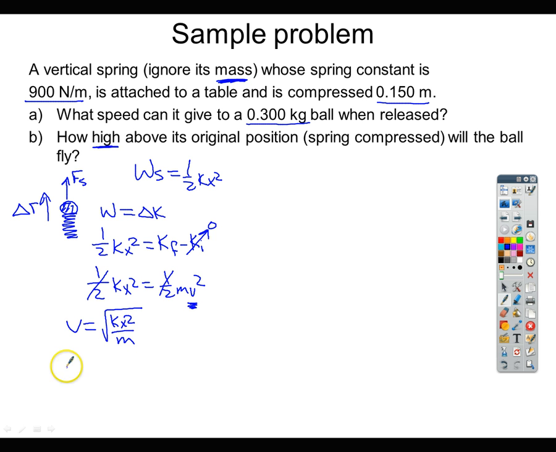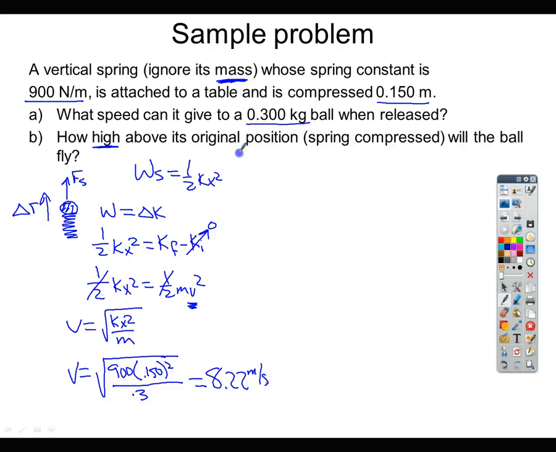We can plug our numbers in, so v would be equal to 900 times 0.150, squared, and then we divide by our 0.3 kilograms for the mass. You should end up with a speed of 8.22 meters per second, and that would be the speed of the ball. For part B, it says how high above its original position when the spring is compressed will the ball fly.